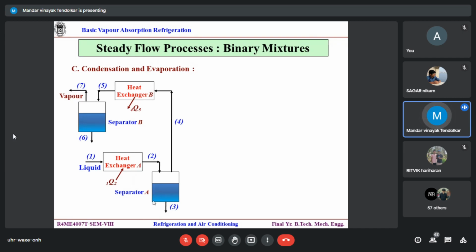Over here we call this separator A. You take down the liquid 3. Vapor 4 goes over here, then the next heat exchanger where you reject the heat. Because of that, your 5 will be again in two phase. Then again you can take down the liquid at 6, remaining vapor at 7. So whenever you use a binary mixture, this typical technique is used to separate the two components. Component A liquid, 3, 6, and so on. Component B vapor, 4, 7, and so on.